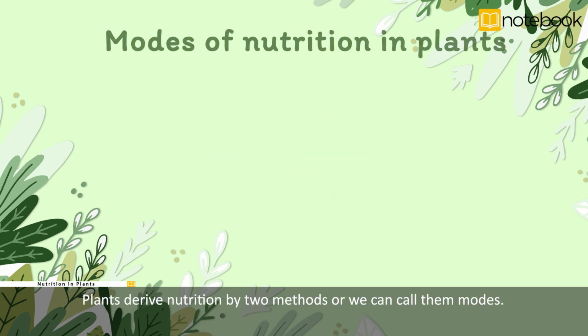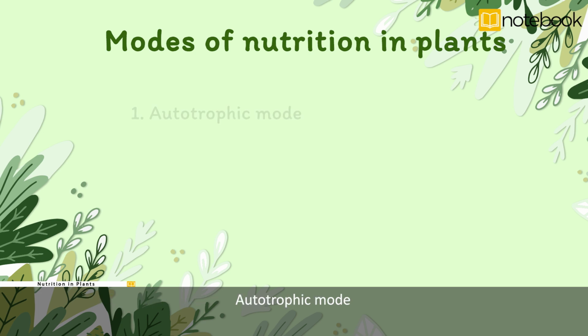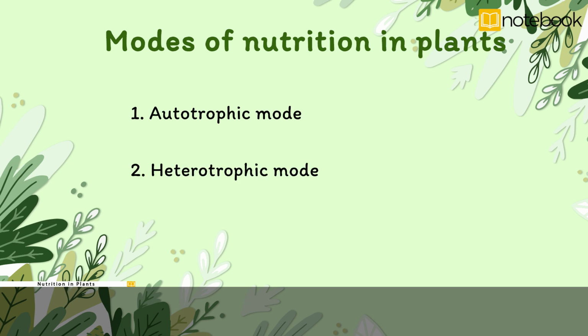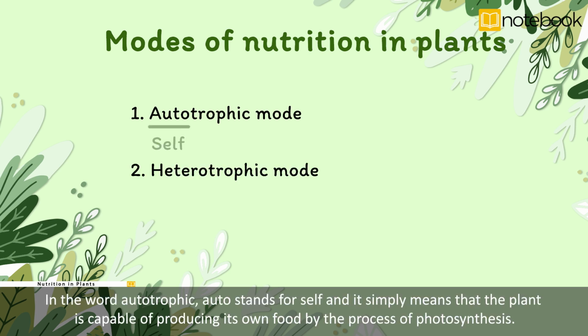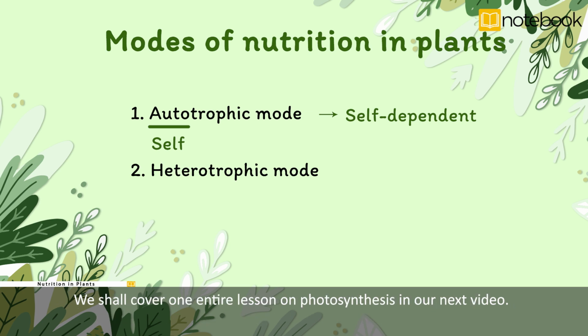Plants derive nutrition by 2 methods, or we can call them modes. 1. Autotrophic mode. 2. Heterotrophic mode. In the word autotrophic, auto stands for self and it simply means that the plant is capable of producing its own food by the process of photosynthesis. We shall cover one entire lesson on photosynthesis in our next video.